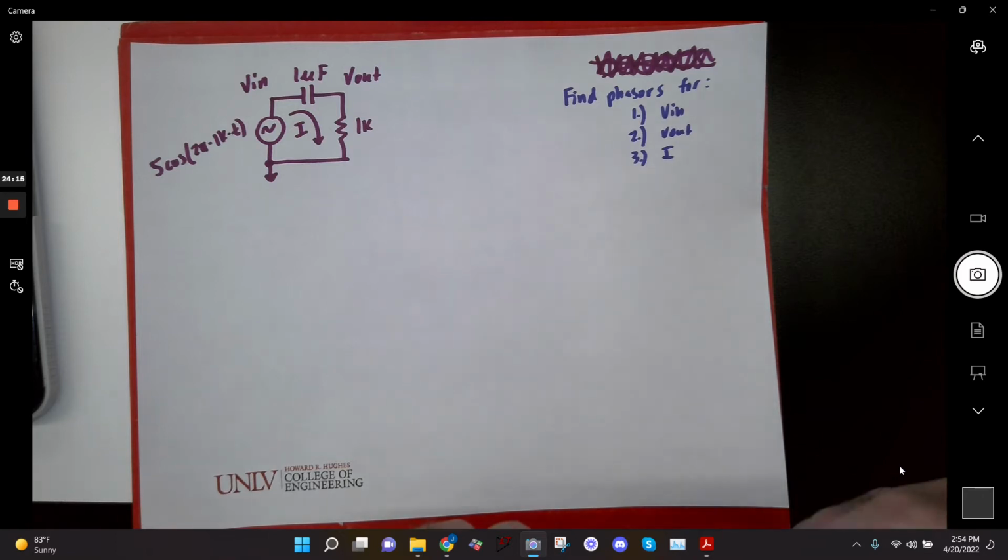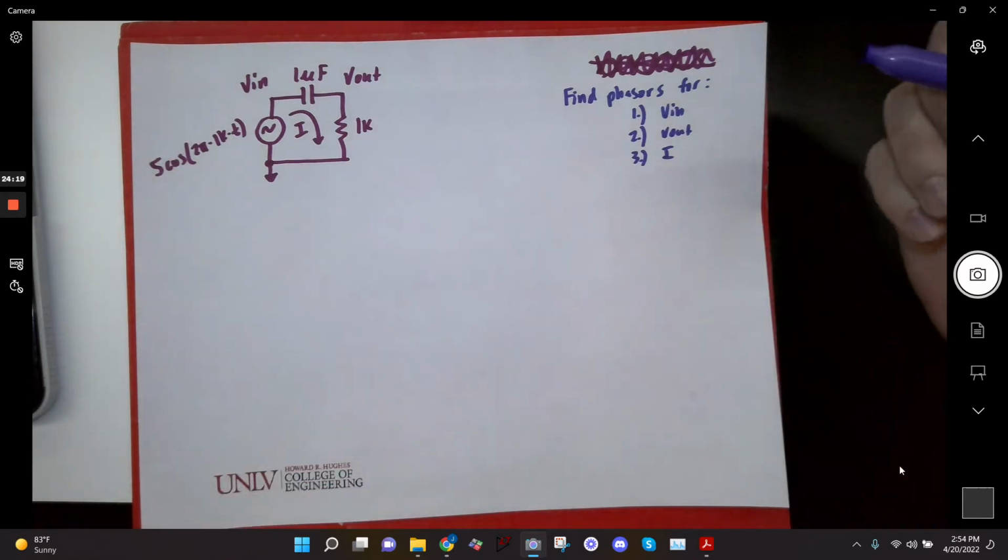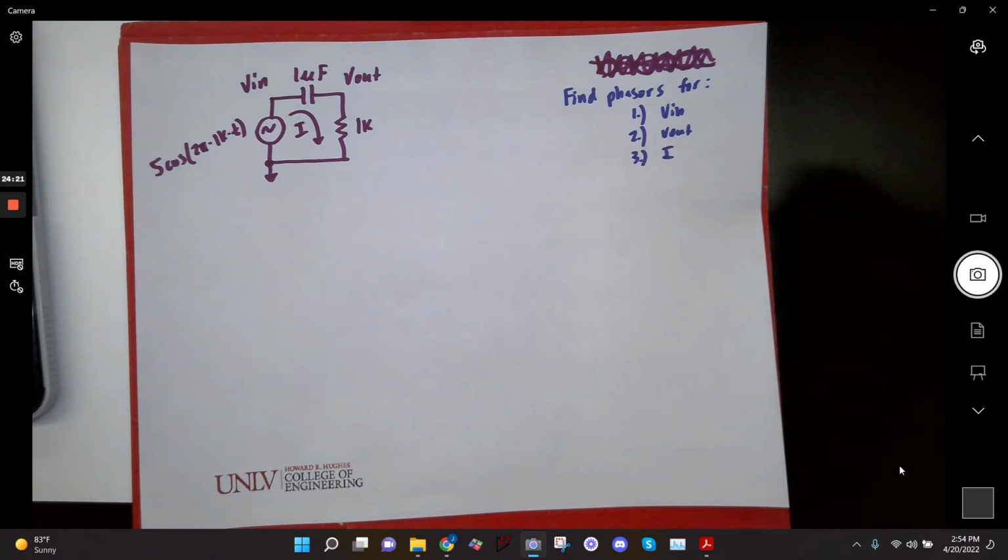All right, so the first easiest thing is to get the phasor for V in. All we need is a magnitude and a phase. What's the magnitude of V in?